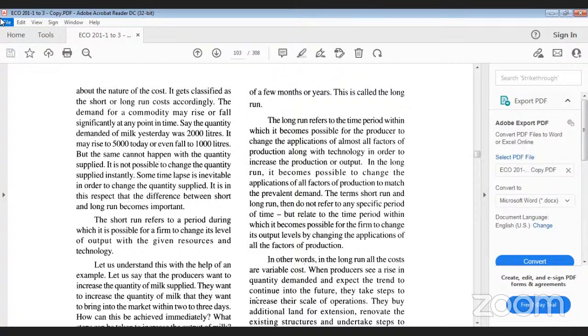In other words, in the long run, all the costs are variable costs. When a producer sees a rise in quantity demanded and expects the trend to continue into the future, they take steps to increase their scale of operations. They buy additional land for extensions, renovate the existing structures, and undertake steps to expand.